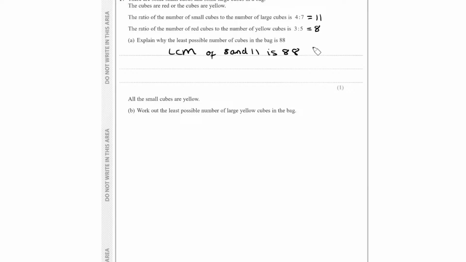So we could work out, let's say, you could just use fractions straight away if you wanted, or you could use obviously the 88. We want to know, all the small cubes are yellow. So how many yellow cubes are there in total, I guess? That would be the second ratio, wouldn't it? Which is 5 out of 8. So that would be 55.